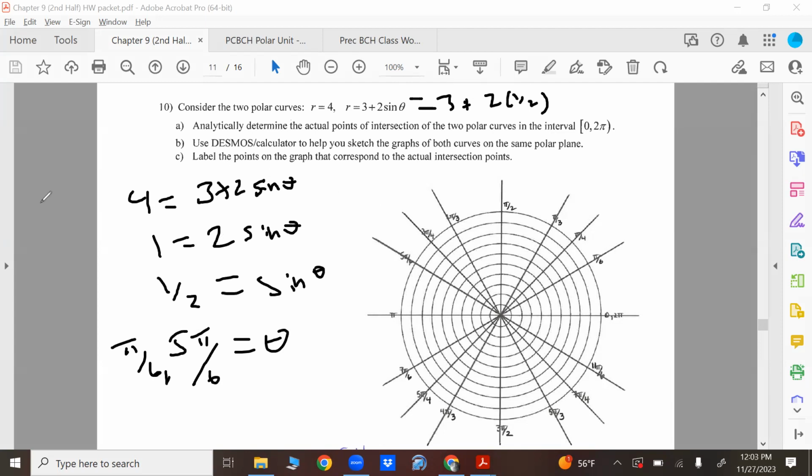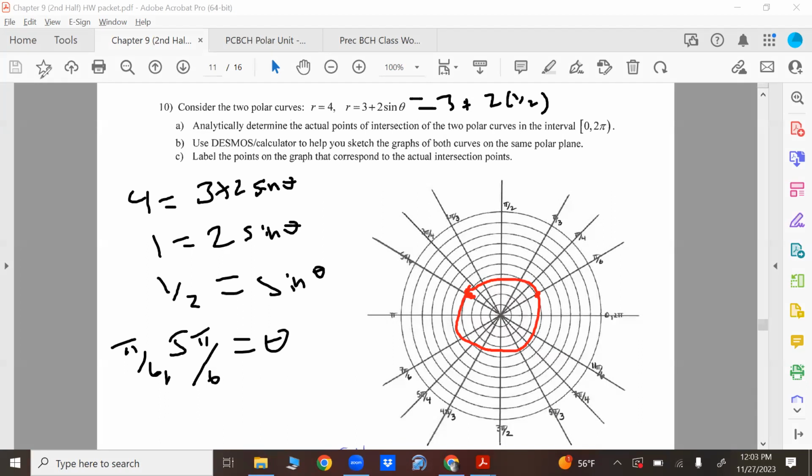Let me switch colors here so it stands out just a bit more. So let's see, 1, 2, 3, 4. Another one in the same place, 1, 2, 3, 4. And r equals 4, that's just straight up a circle, right? Like that. And the other one, 3 plus 2 sine theta.